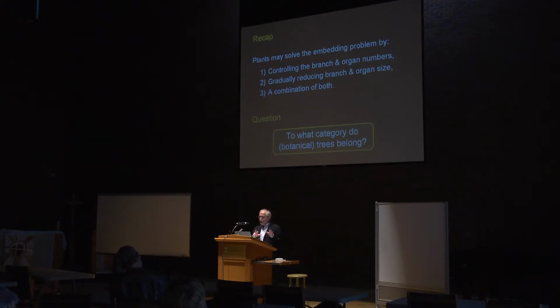So now I would like to change gears a little bit from herbaceous plants, where I hope I convinced you that with relatively simple systems we can capture quite a variety of architectures, and address the question which is actually more difficult, because the forms we are going to be dealing with now are much more complex. To what category do botanical trees belong? I say botanical because in computer science we have all these branching structures which are called trees. So I'm talking about botanical trees, not computer scientific.